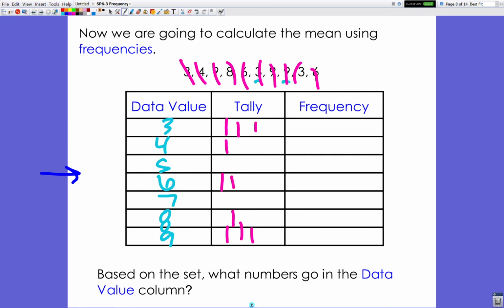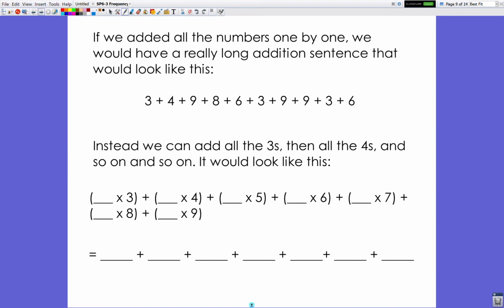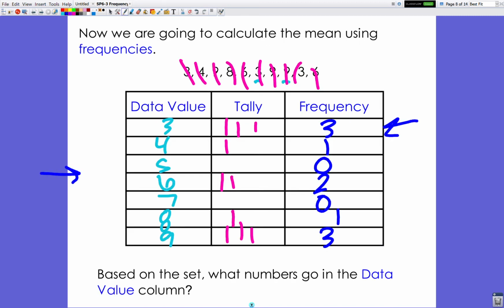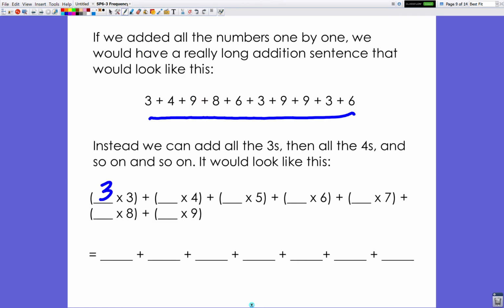And then we'll fill out our frequencies. So we've got 3, 1, 0, 2, 0, 1, 3. Now that this is filled out, we're going to use this to find the mean. So instead of adding up all the digits as is, we can simply multiply each data value by its frequency. So for instance, our data value 3 had a frequency of 3. So we could do 3 times 3.